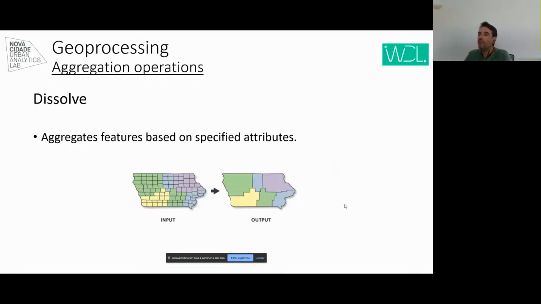Another operation is the dissolve that aggregates features based on specified attributes. You can see this aggregation operation as a group by, but not only of the tabular information, but also of the geometry. As you can see, for example, you can input counties, and you want to aggregate all your numeric variable on a district level. So you can dissolve these counties by the code of the district and have a summarized value for the district.